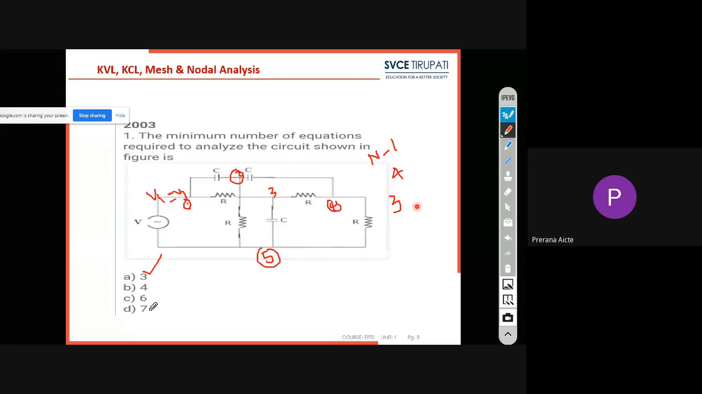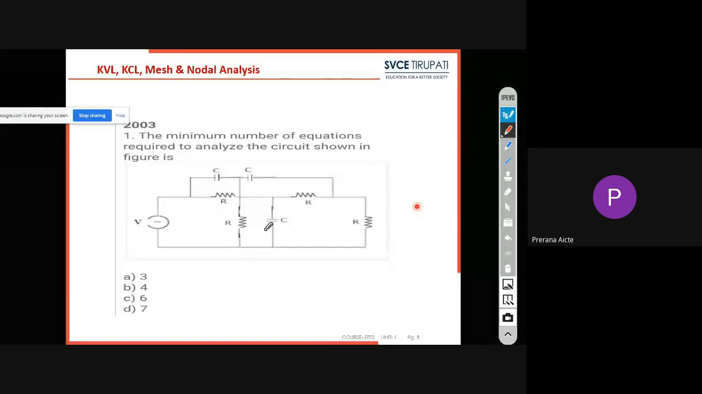So what is the answer for this question? Three. The minimum number of equations required to analyze the circuit is three. Since we already know the value of V1, we just need to apply KCL at node 2, node 3, and node 4, and we can get the solution for this circuit. So the minimum number of equations is 3. Okay, so this is the basic problem.